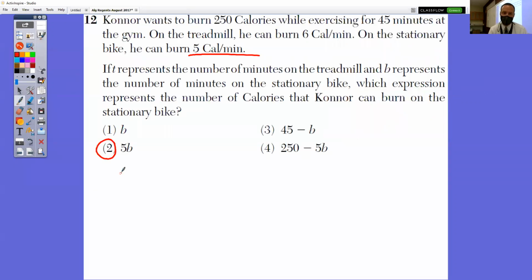So in question number 12, this is one of those questions where they give you extra information that you don't need. You don't need to know that he wants to burn 250 calories. You don't need to know that he's exercising for 45 minutes. Quite honestly, this first sentence, don't need. This second sentence, you don't need either. On the treadmill, he can burn 6 calories per minute. I don't care.